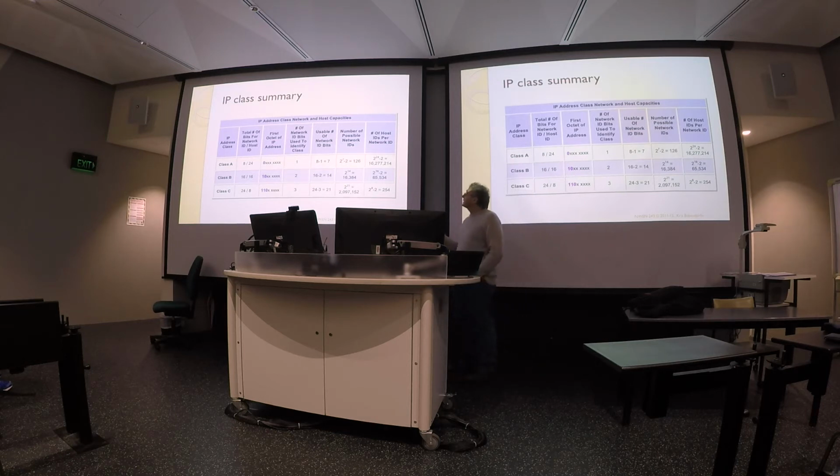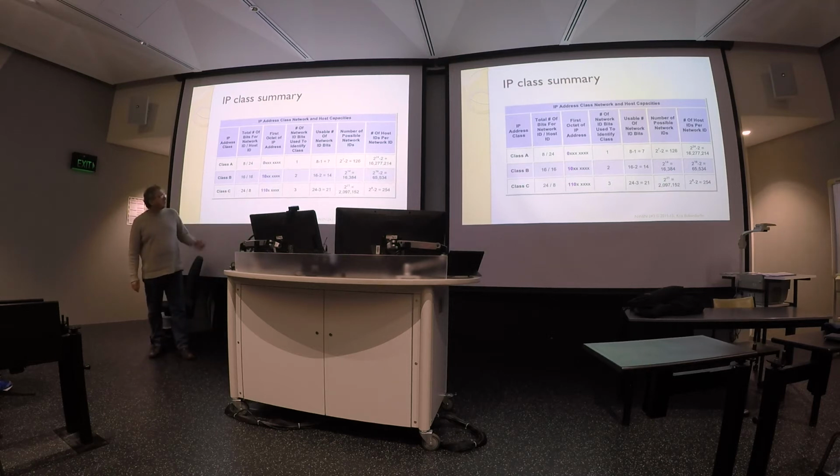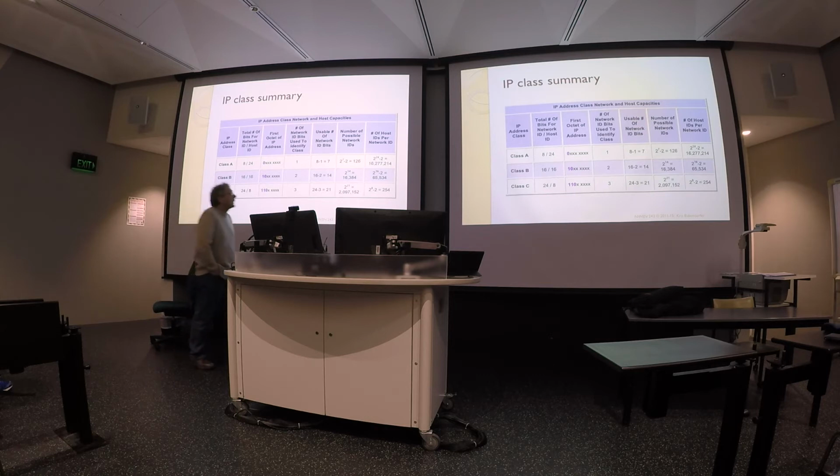This gives us 7 network bits for a Class A, 14 because we're removing those reserved ones, remember, the old broadcast and the loopback, multicast as well. 14 bits, 21 bits. This gives us 126 possible network IDs for Class A, 16,384 for Class B, 2 million-ish for Class C.